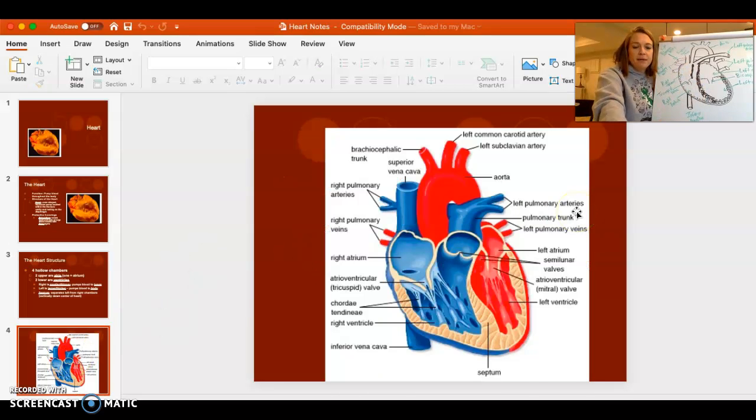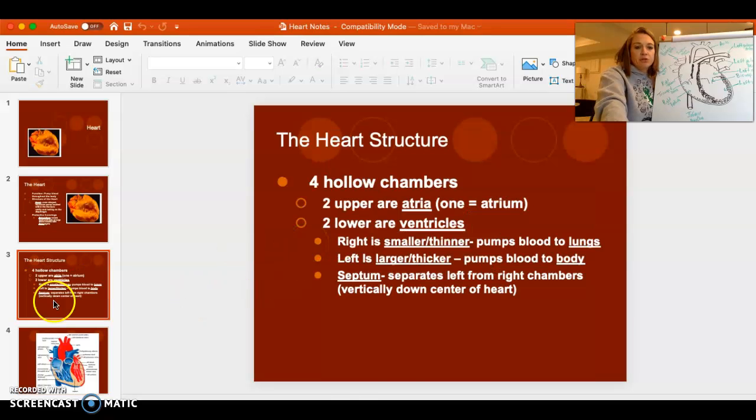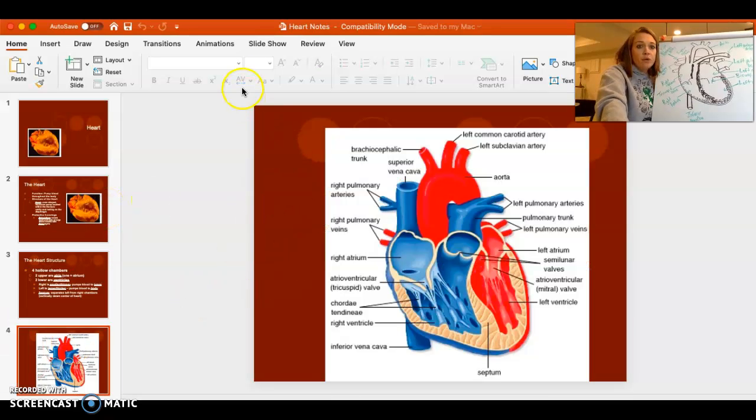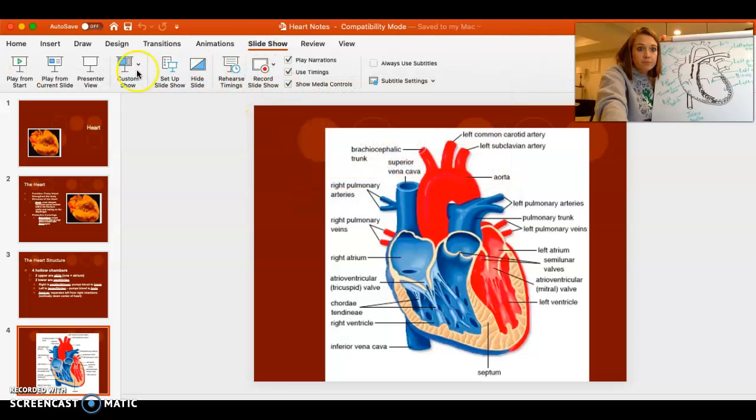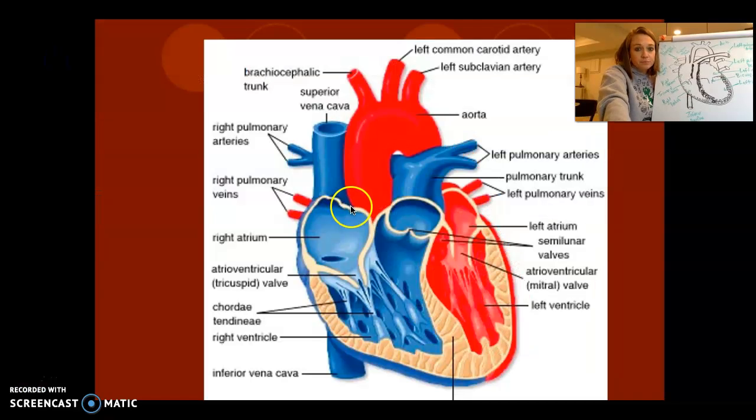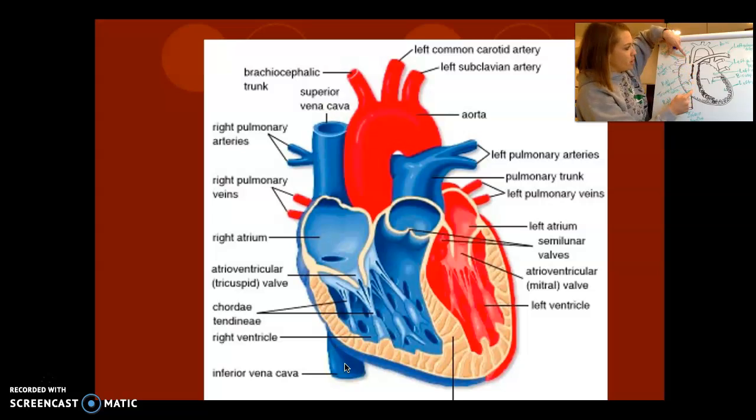So if you look at this picture right here, you're going to notice, let me just open this slideshow up. If you look at this, you're going to see the aorta, and again, here is your superior vena cava. So superior is above, remember, and inferior is below. So you have a superior vena cava and an inferior vena cava here and here, and I've also drawn them on our hearts, so superior, inferior.